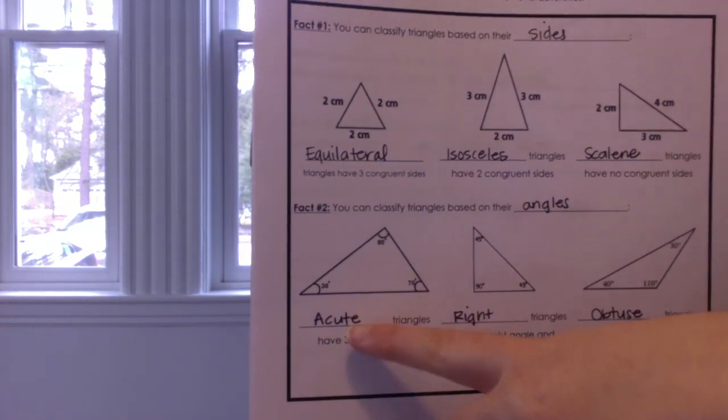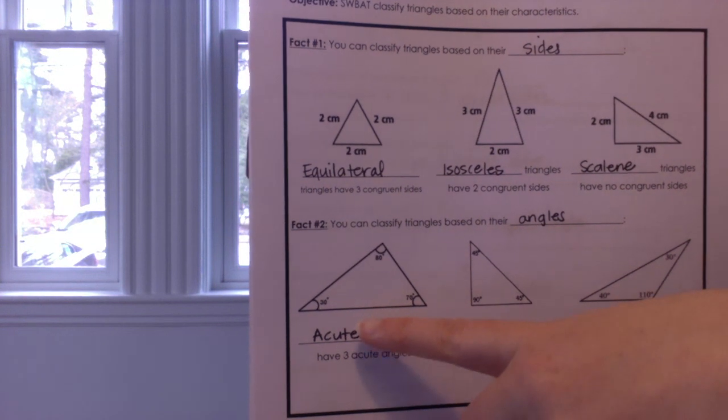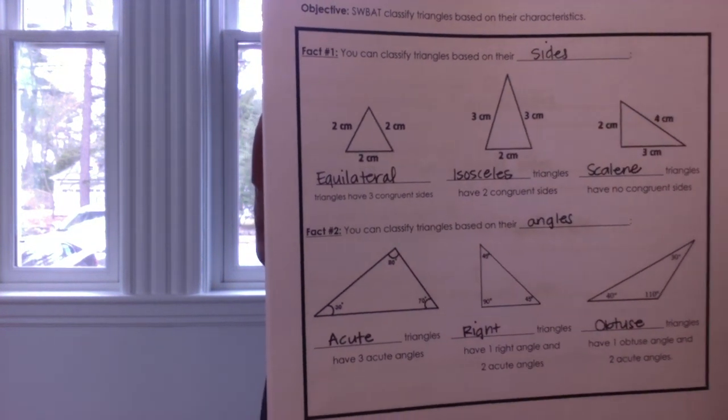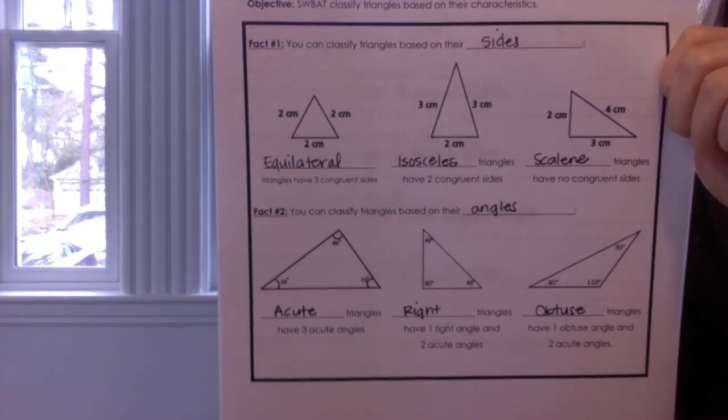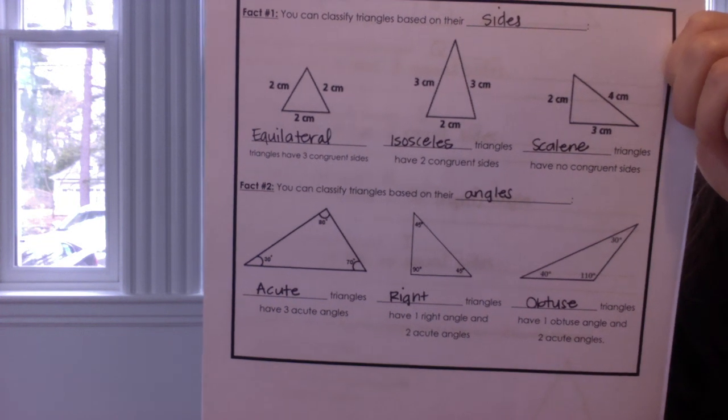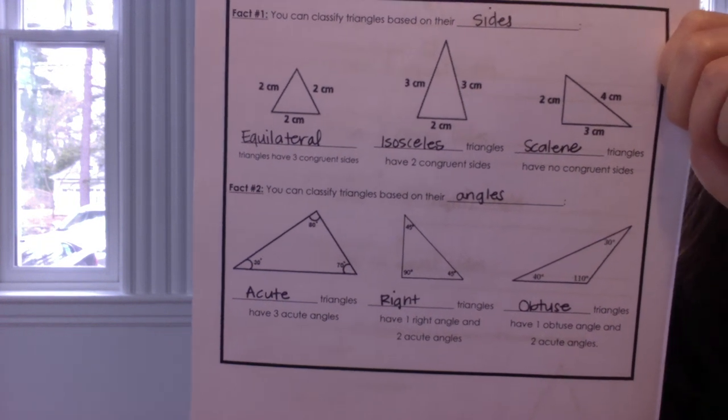If you look at the first triangle here, all three angles are less than 90 degrees. We have 30, 70, and 80. If you add them all up, they're always going to equal 180. In this case, all three of the angles are less than 90 degrees, so you have an acute triangle.